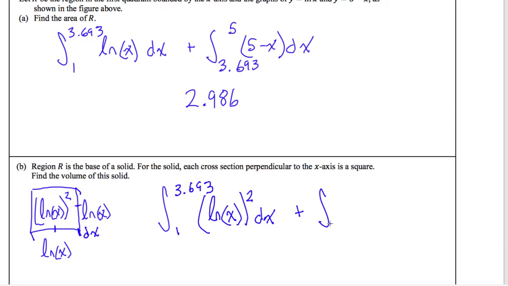The second half is, again, 3.693 to 5, and then this entire thing, 5 minus x squared, because that's the cross section again, dx. And I don't remember how to score this thing.